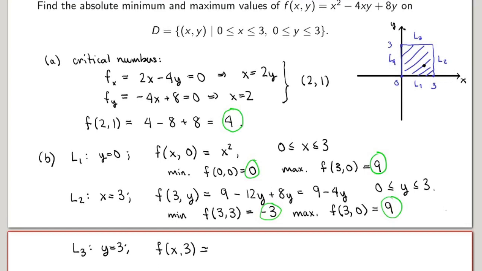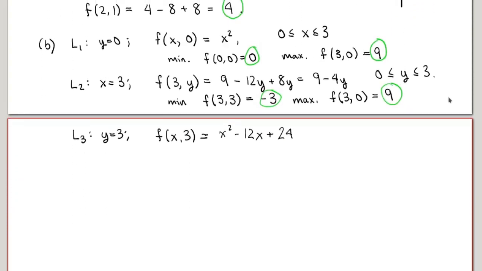So if I substitute y equals to 3, I'll get x squared minus 12x plus 8 times 3. So that's 24. All right, and then I need to find the maximal and minimal values of that function over the interval given by x between 0 and 3. Now this is a quadratic function, so it's a little more complicated.